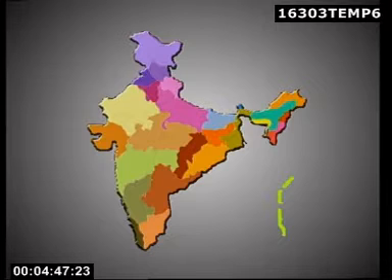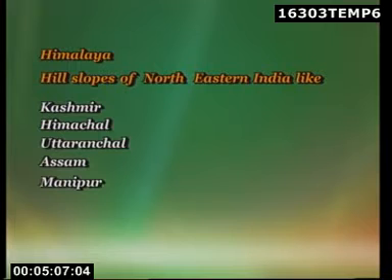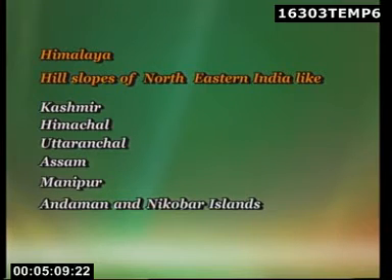Pinus is the largest genus of the family Pinaceae with 100 to 105 species spread worldwide. It is found in temperate to subalpine regions on high altitudes. Let us know its distribution in India. Almost 6 species have been reported from different parts of our country. It occurs in Himalayan regions, hill slopes of northeast India like Kashmir, Himachal, Uttaranchal, Assam, Manipur, Andaman and Nicobar Islands.